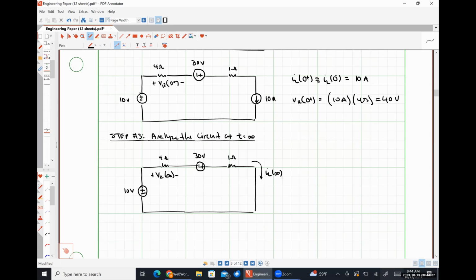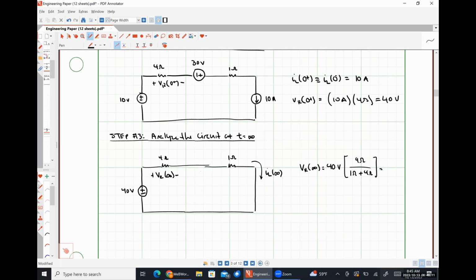Are the voltage sources of the same polarity or are they of opposite polarities? Same polarities. So I can get rid of this 30-volt voltage source here and just call this one a 40-volt source because 30 plus 10 is 40 volts. Using voltage division, VR of infinity would be 40 volts times 4 ohms over 1 ohm plus 4 ohms.